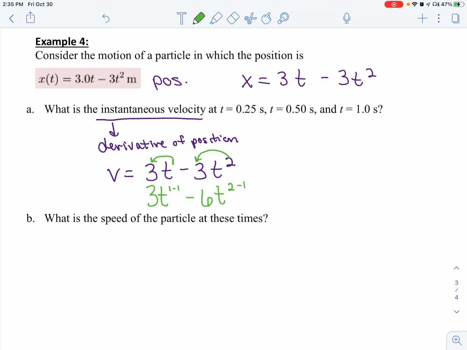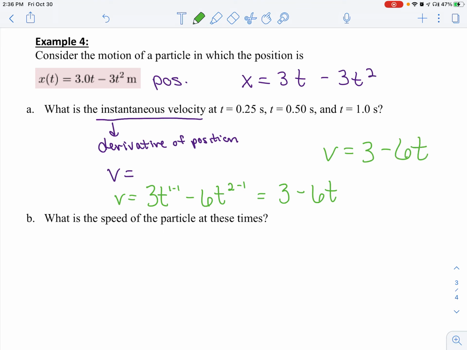So this is no longer my position equation. This is my velocity equation. Simplified, it is 3t to the 0 power. Well, that's silly. That's just 1. Minus 6t to the first power, which again, we don't need that. So velocity is 3 minus 6t. And they're asking what is the velocity at 0.25 seconds, 0.5 seconds, and 1 second.